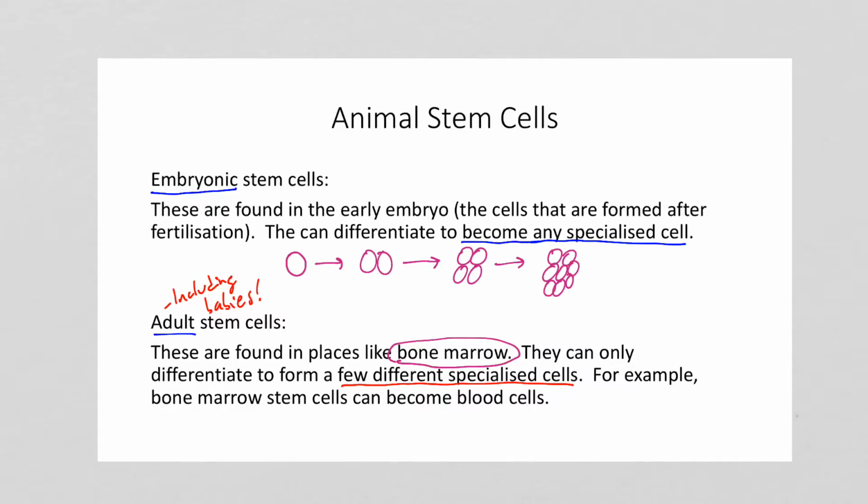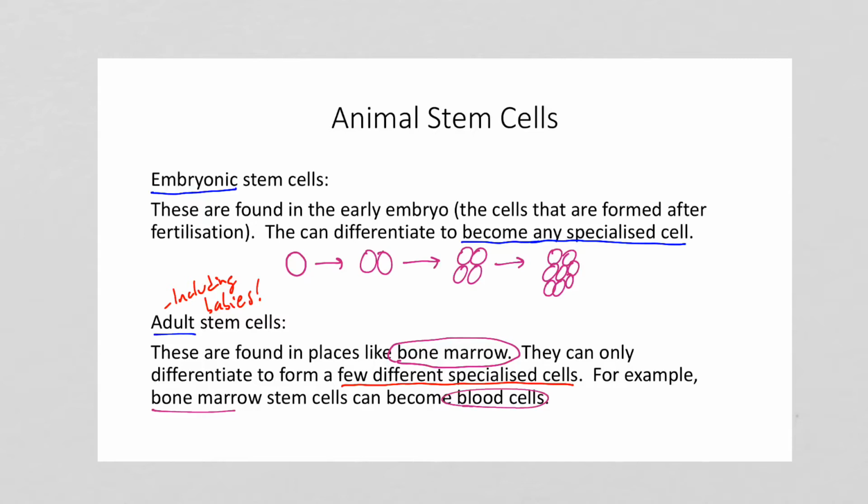But that stuff contains adult stem cells, and because it's adult stem cells, it cannot turn into every type of cell. It can only differentiate to become some. So bone marrow can become blood cells, so your red blood cells, some of your white blood cells, things like that. It cannot become neurons, it cannot become muscle cells. It can differentiate into some specialized cells, but not all of them.